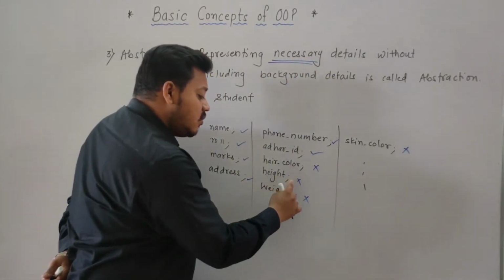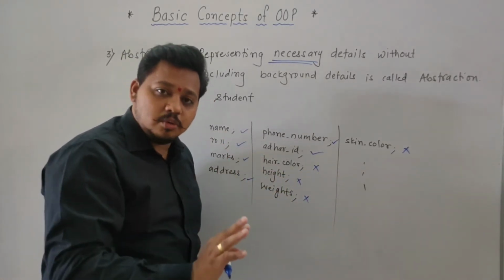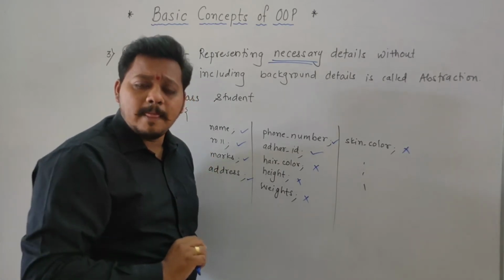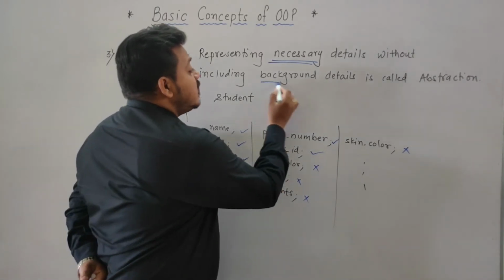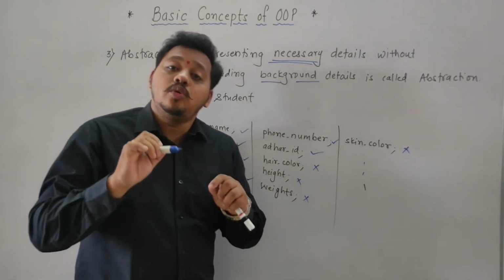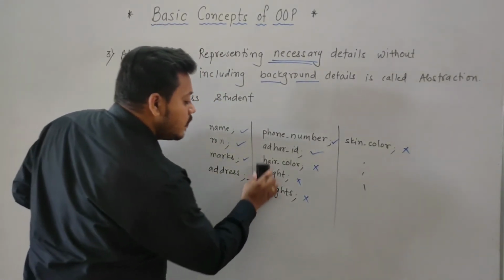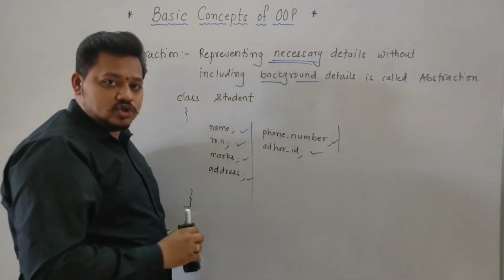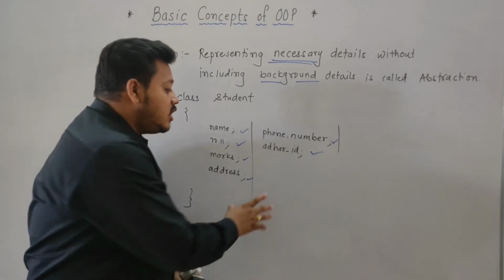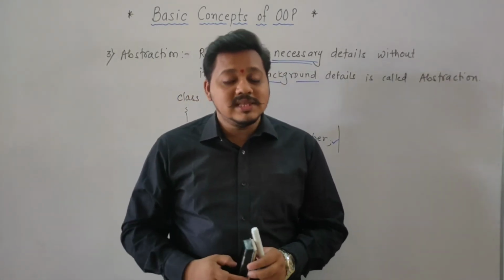And hair color, weight, height, skin color, I know that these are attributes. But are those attributes necessary? Those attributes are not necessary, so those attributes are background details. I am not going to put these attributes in my college management system. In my college management system, I will put only these 6 attributes and remove the other attributes. So here I have included the necessary details and I have hidden the background details. This is called abstraction.